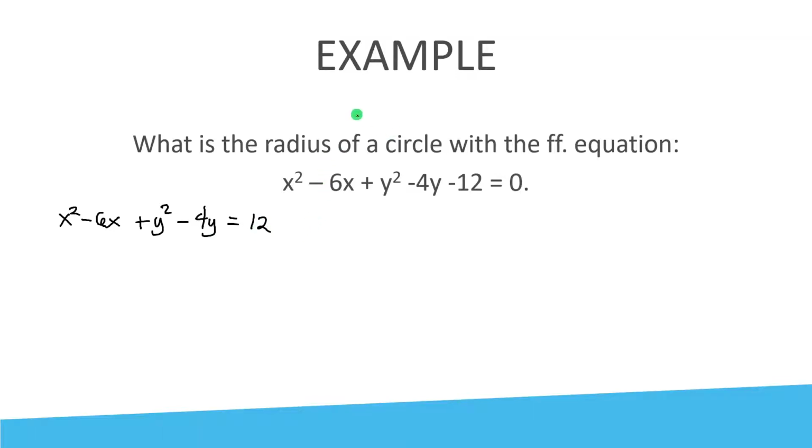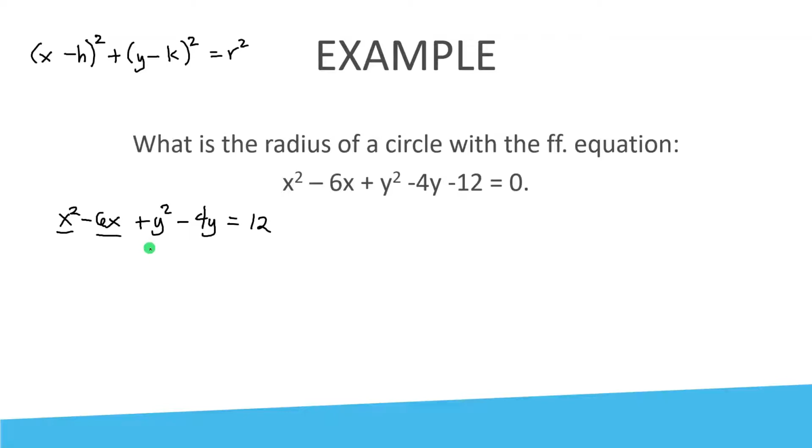So just to recall the standard form of the equation: (x minus h) squared plus (y minus k) squared equals r squared. So we should have a sum of squares of binomials. So how can we do that? As you can see here, we have terms of x squared and negative 6x. So we have to form an expression that is a perfect square of a binomial, that is equivalent to a square of a binomial.